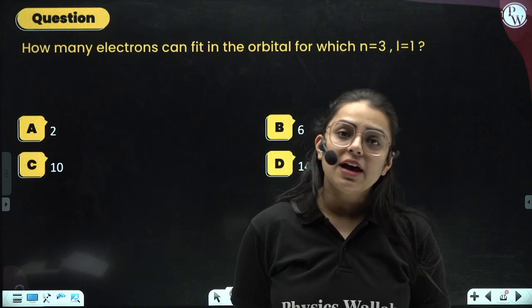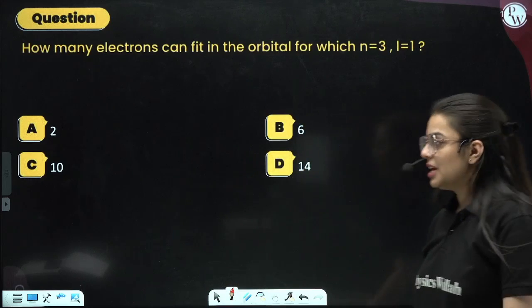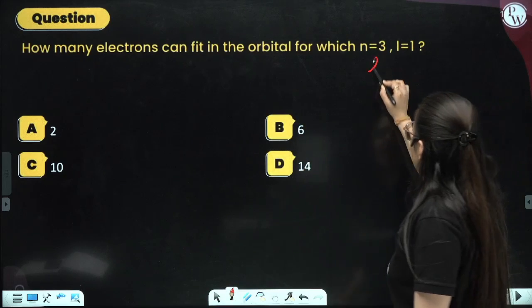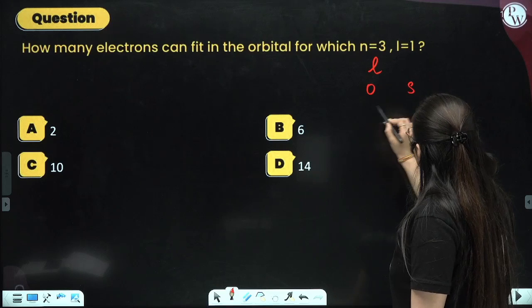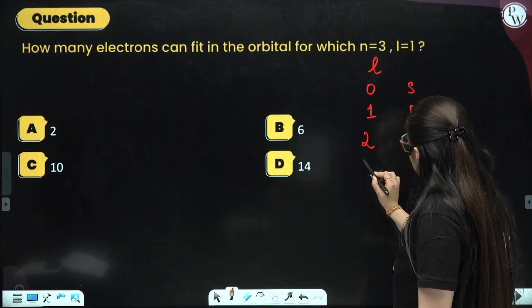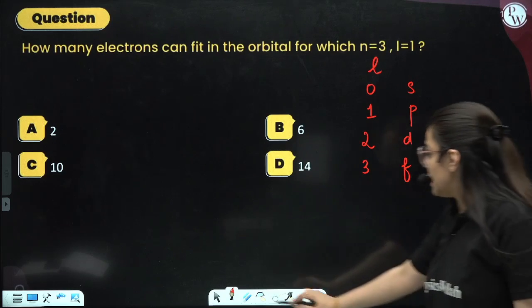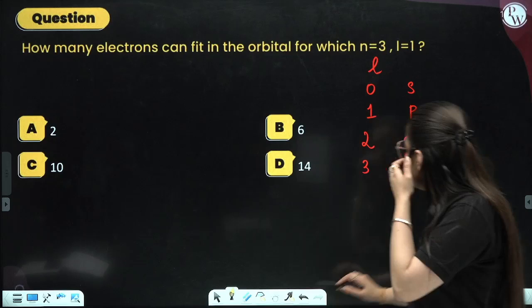Then put the n value in front of S, P, D, F, depending on the L value. Just now I have told you, if L value is 0, it is S. If it is 1, it is P. If it is 2, it is D. If it is 3, it is F.